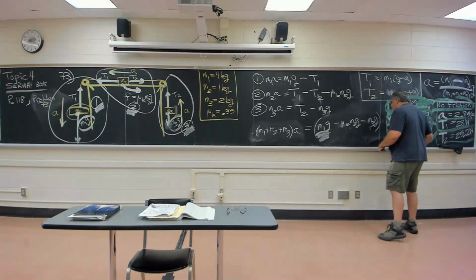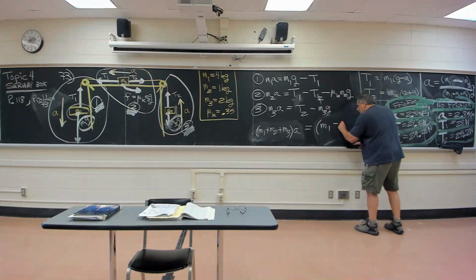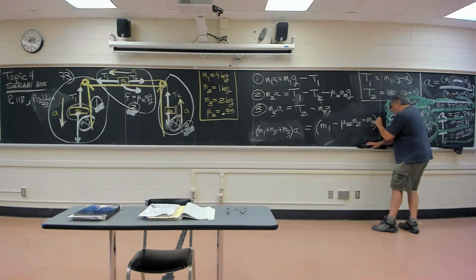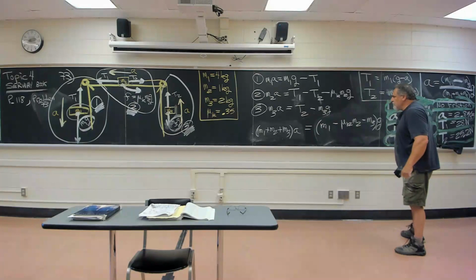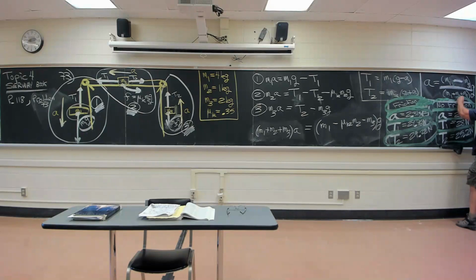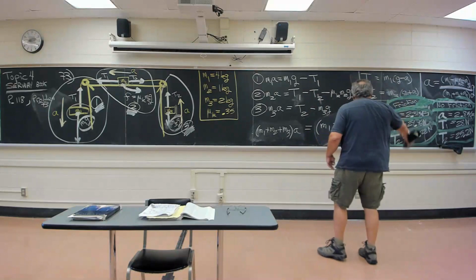You're getting M1 minus mu sub k M2 minus M3, the whole thing times G, divided by the entire sum, M1 plus M2 plus M3, on each side. In the case of no friction, this is the way it's looking. And in the case where there is friction, there's your mu sub k M2, and there's your minus. When you divide by this parenthesis quantity on each side, you get that one.